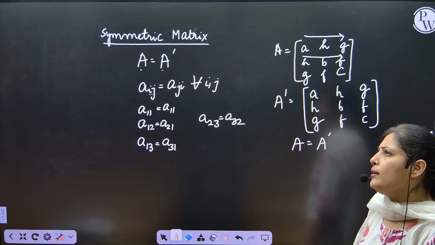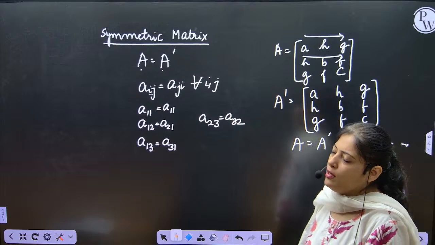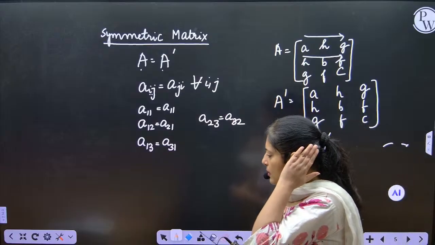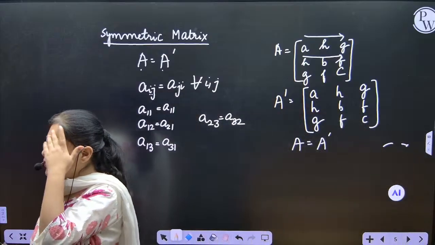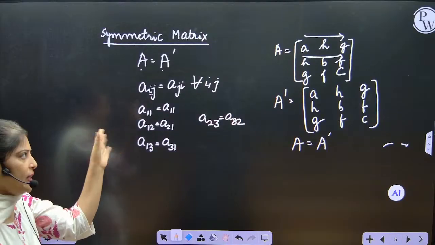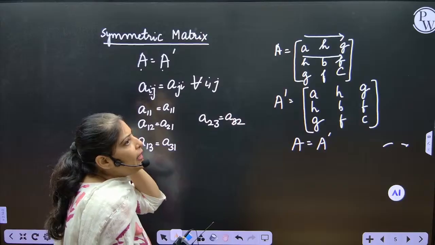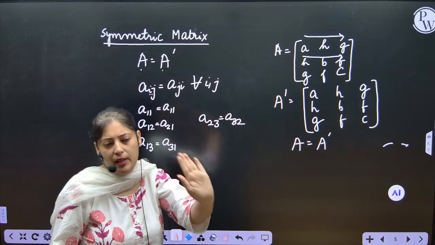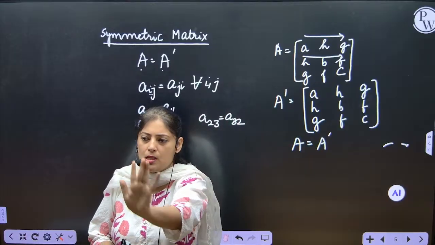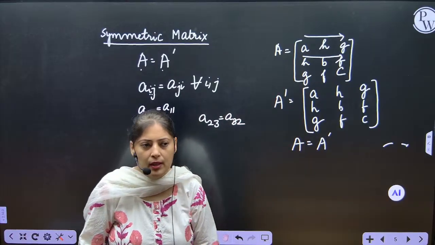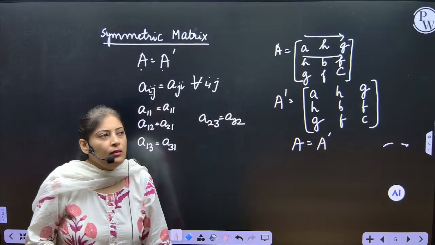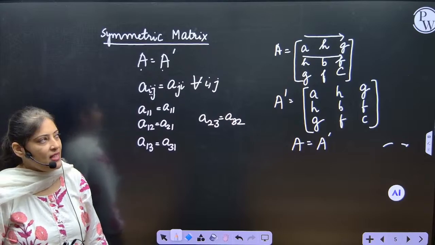And one NCERT question is also there. A few years back, before COVID, that was the boards' favorite question: every matrix can be written as a sum of symmetric plus skew symmetric. That was the boards' favorite question every time. But now things have changed.